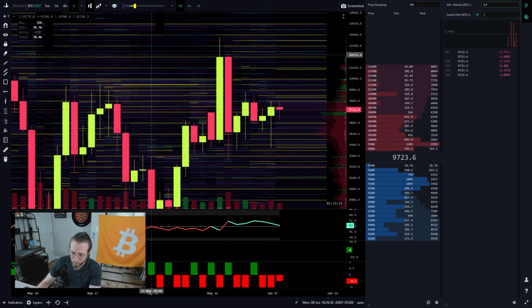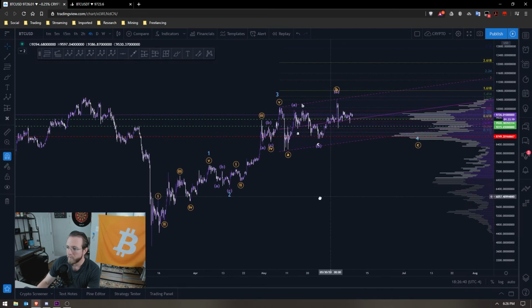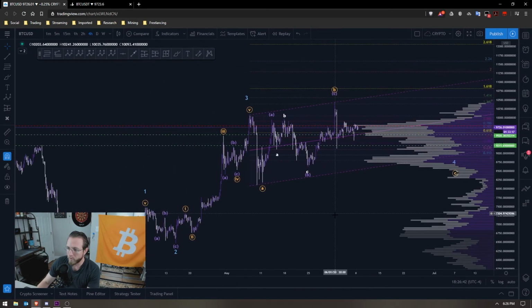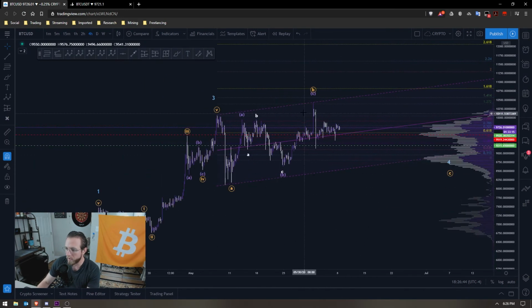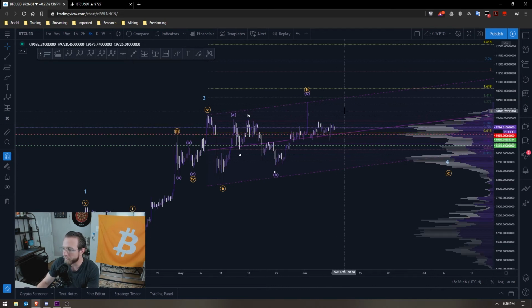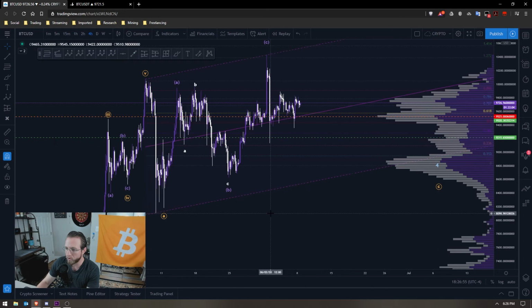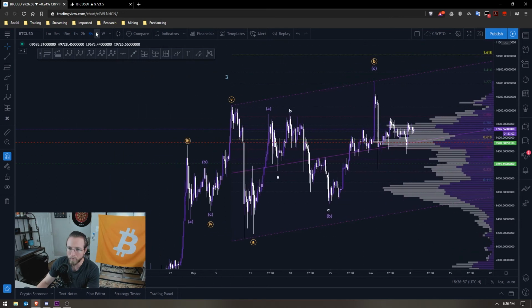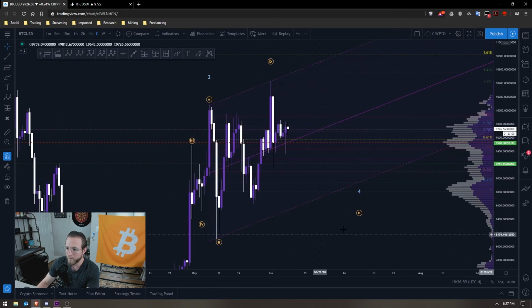So all of that pretty much works out with this analysis, right? I'm expecting maybe we come up and test the 10,100 range again, maybe. But I am expecting to stay in this little parallel channel that I have drawn here for quite some time. And honestly, I'm okay with that.